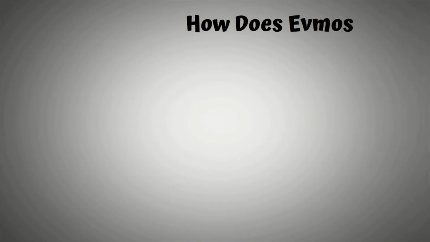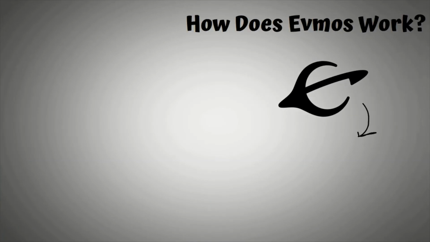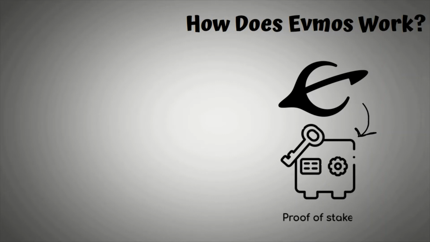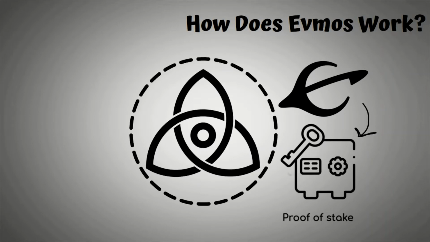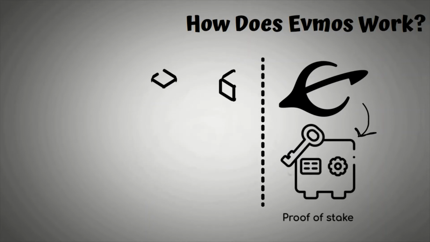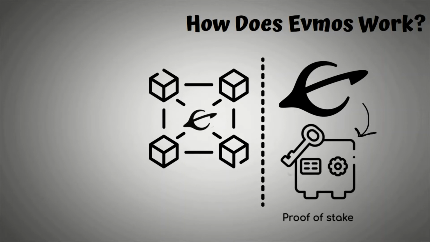How does Evmos work? Evmos is based on proof of stake, which means it uses validator staking to decentralize and secure the network. The consensus algorithm is based on Tendermint, which is the standard consensus of the Cosmos SDK used by blockchains such as Luna. Despite being proof of stake, the blockchain is compatible with Ethereum and the Solidity programming language.